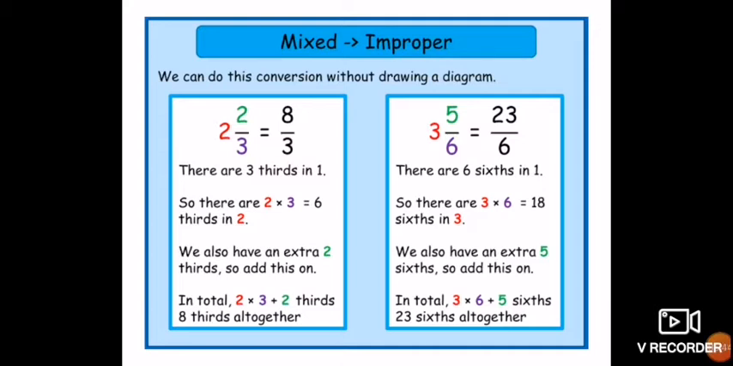Similarly, we will see another example, 3 5 by 6. Here the divisor will be multiplied by the quotient plus the remainder. The divisor is 6. 6 will be multiplied by 3. 6 3s are 18. 18 plus 5 is 23 by 6. So I hope this is clear to you all. How will you do this?